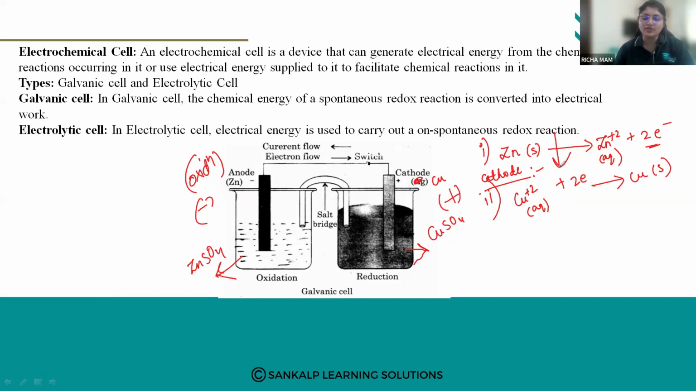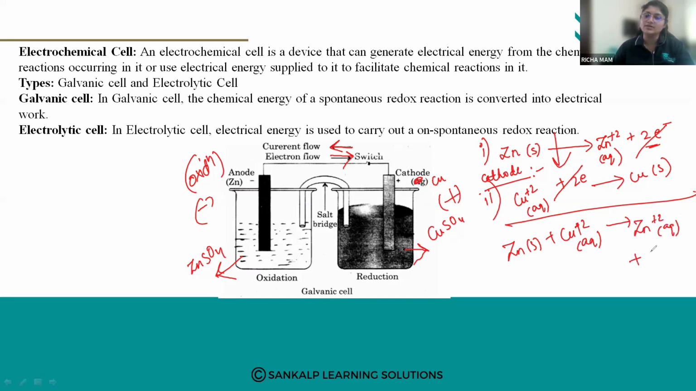The direction of current flow is opposite to that of the electron flow. So what is the net reaction? The net reaction is Zn plus Cu2+ (aqueous), giving Zn2+ plus Cu (solid). This is the overall cell reaction. Understood?